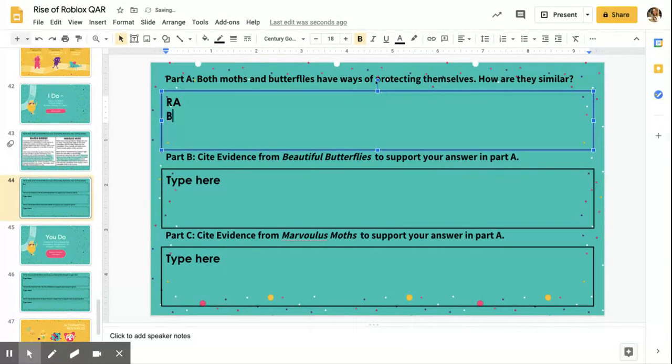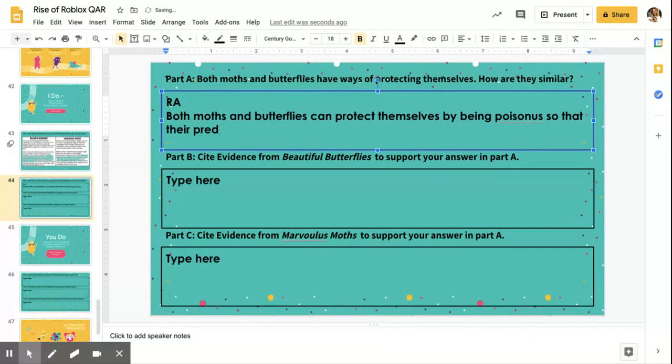So I would say both moths and butterflies can protect themselves by being poisonous. I'm not gonna spell that right. I promise I'm trying to fix the spelling, but it's just not letting me. Protect themselves by being poisonous so that their predators don't eat them. Okay, so I've got my answer, right?